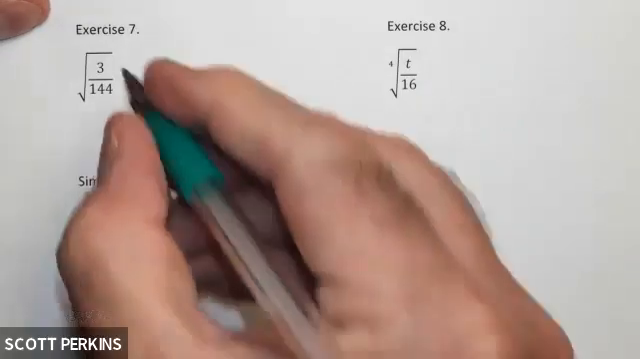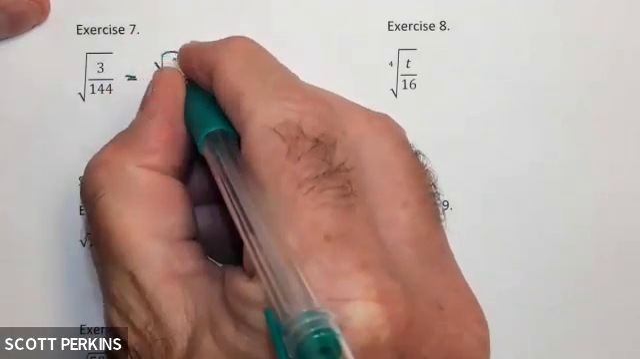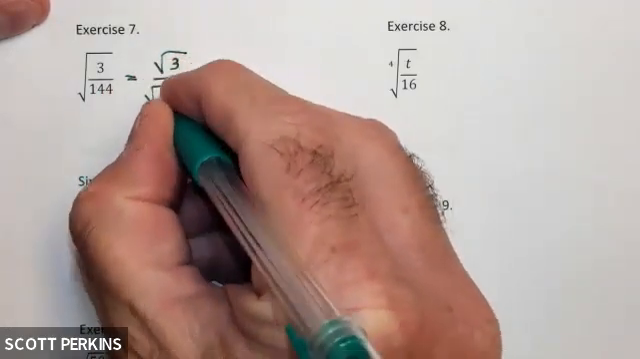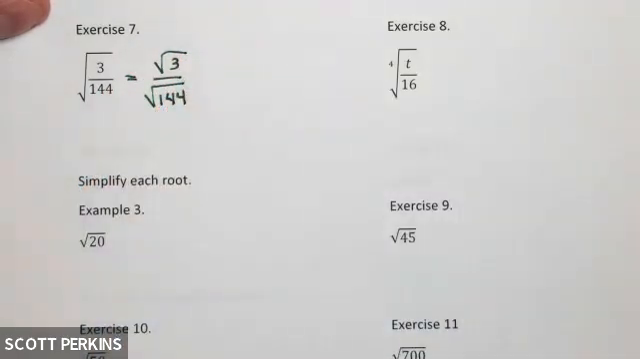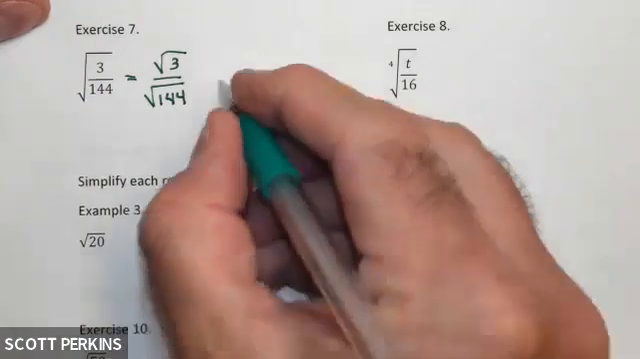So exercise 7, again, I'm applying the quotient rule of radicals. You don't have to write this step. As long as you can accurately get the answer, I'm fine with it. If you struggle, then write the step. Use a little extra ink. I've got plenty of pens if you need some.